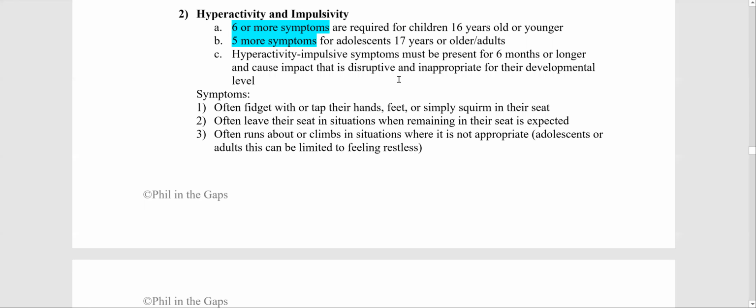Hyperactivity and impulsivity symptoms must be present for 6 months or longer as well. So the length of time doesn't really vary between the two subtypes or presentations, and it causes an impact that is disruptive and inappropriate for their developmental level. That's consistent with our previous subtype of inattention. So the symptoms are as follows.